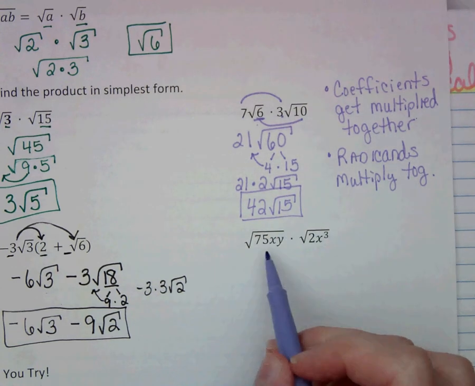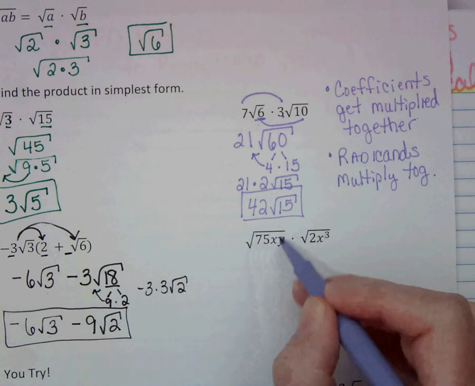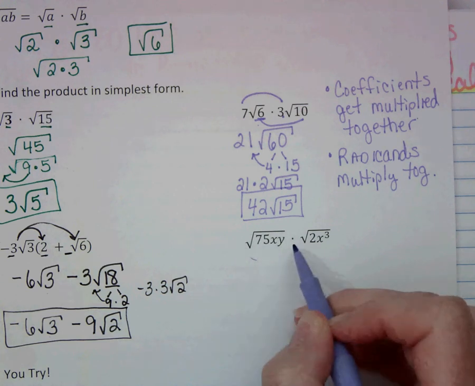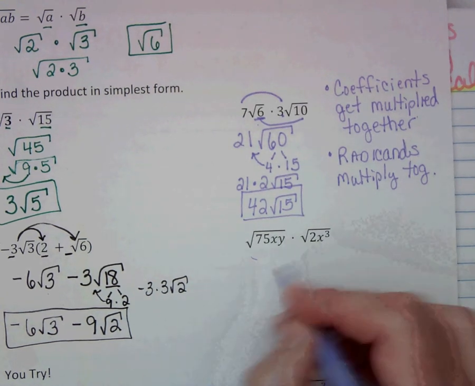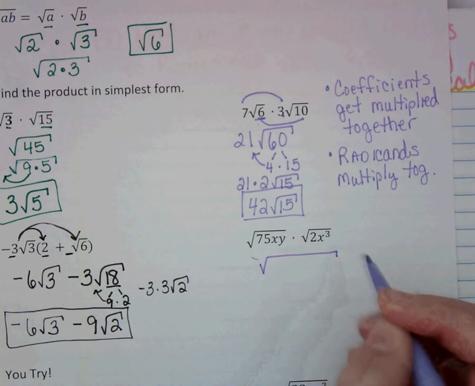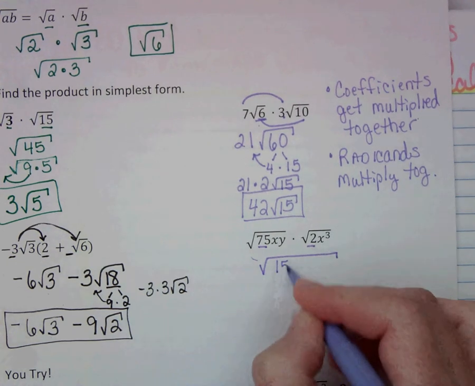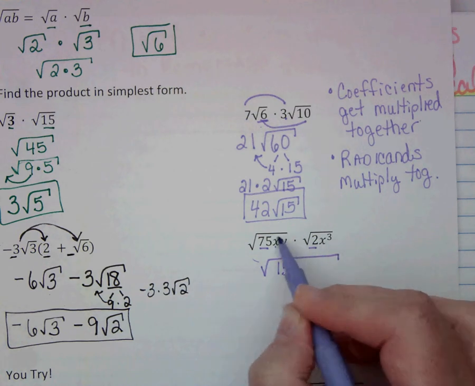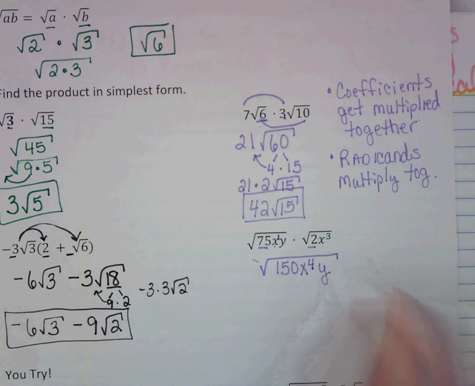Okay, so I want you to look at this one. Think about it for a second. You may be noticing that 75 can possibly be simplified. So if you wanted, you could simplify that radical first. Same thing here, my x cubed, but it also might be easier just to go ahead and multiply it together and then break it down. 75 times 2 is 150. My x's, ooh, we have to go back to exponent rules. Remember, we're going to add the exponents, x to the 4th, and then y.